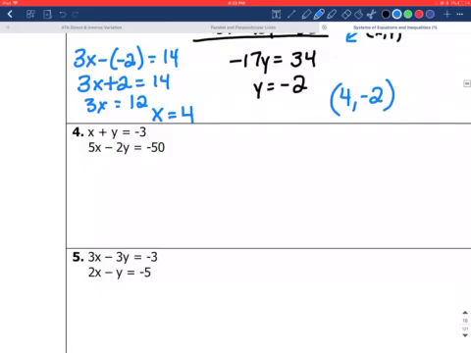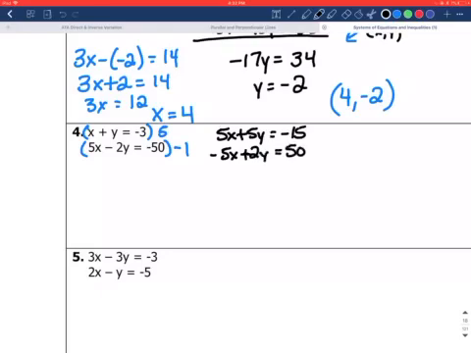All right, for number 4, we will multiply the top by 5 and multiply the bottom by -1. So our new equation, 5x plus 5y equals -15. And then for the bottom, we're just multiplying by -1, so we are changing the signs. The x's will cancel out. We'll be left with 7y equals a positive 35, and y will equal 5.